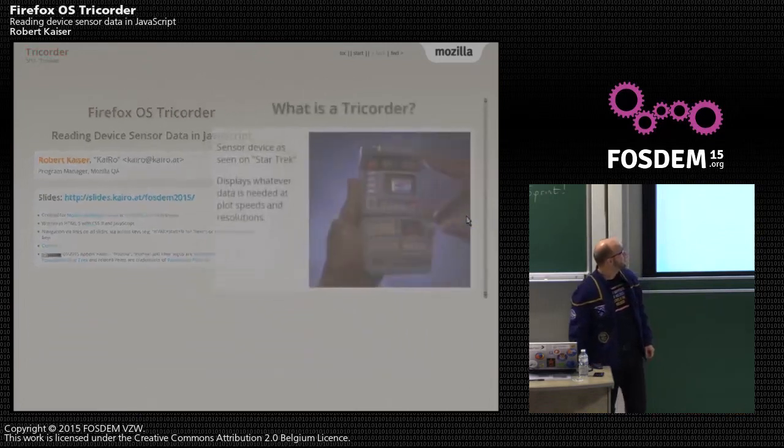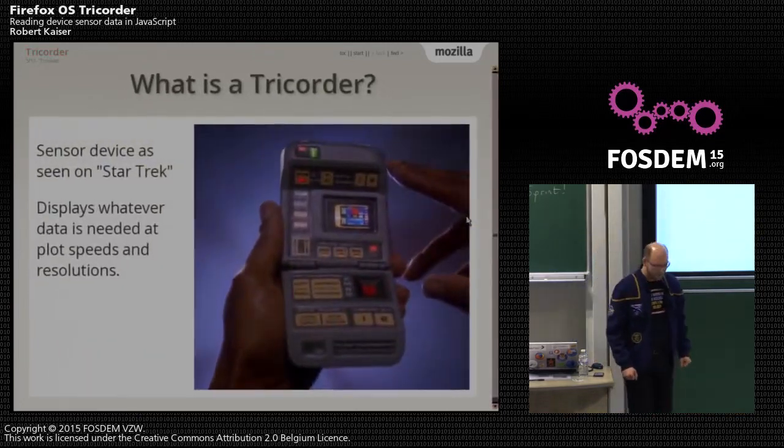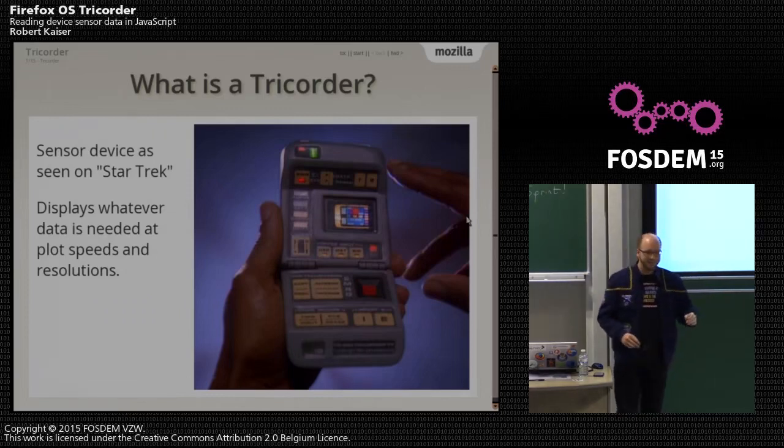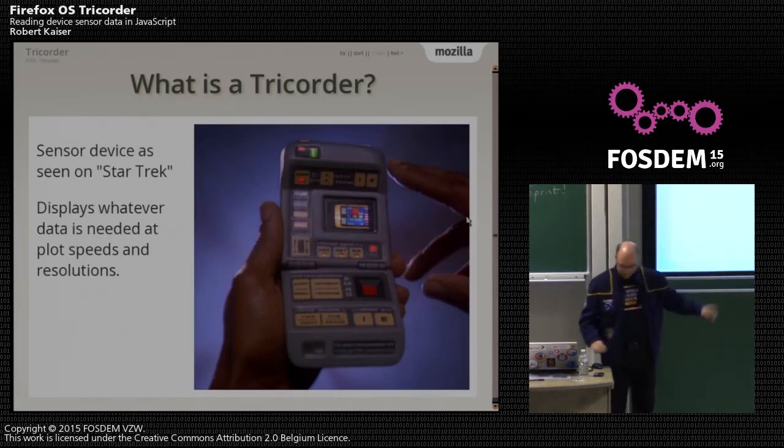So first, what is a tricoder? It's a sensor device as seen in Star Trek, and it displays data that is just needed for the story in the script. So it takes them at plot speeds and accuracies and resolutions, just whatever the plot for the story needs. So whatever is seen on screen is usually pretty useless, but it looks fun and nice.